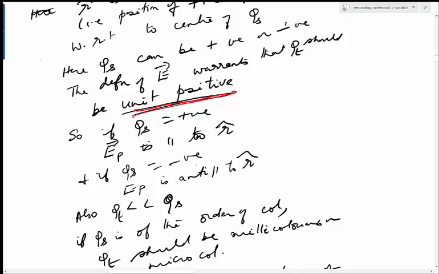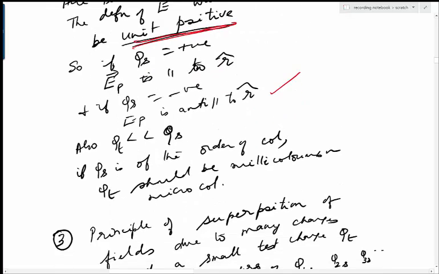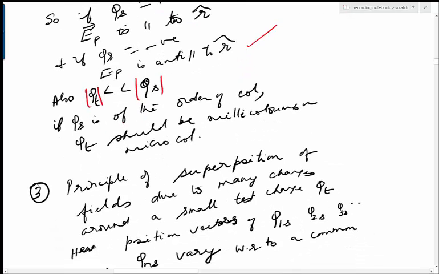If QS is negative, the unit test charge will be drawn towards it, and therefore the field will be anti-parallel to the position vector of that point P. Also, QT should be very much less than QS. That is, modulus of QT should be very much less than modulus of QS. If QS is of the order of coulomb, QT should be of the order of millicoulomb or microcoulomb.